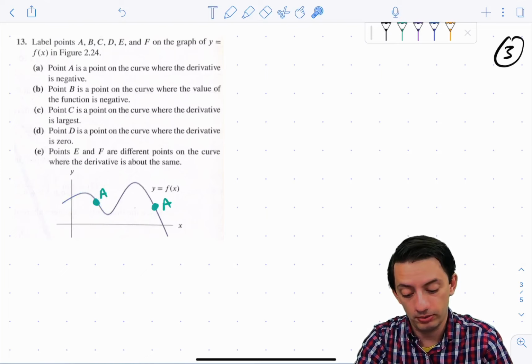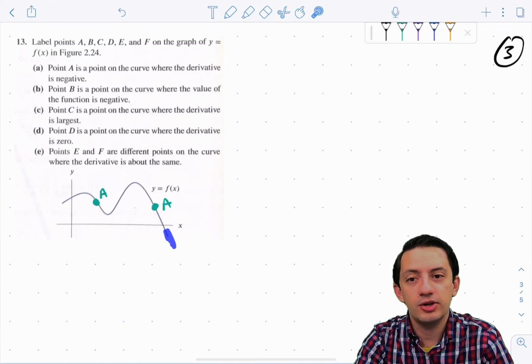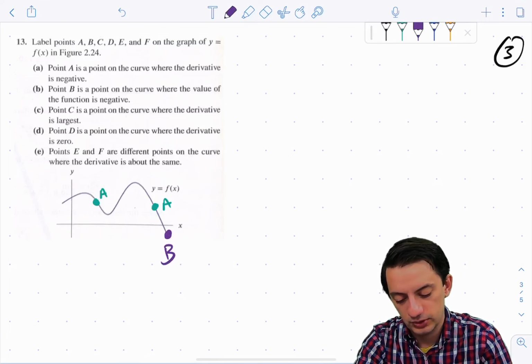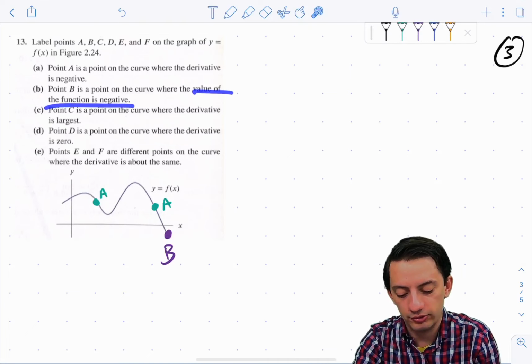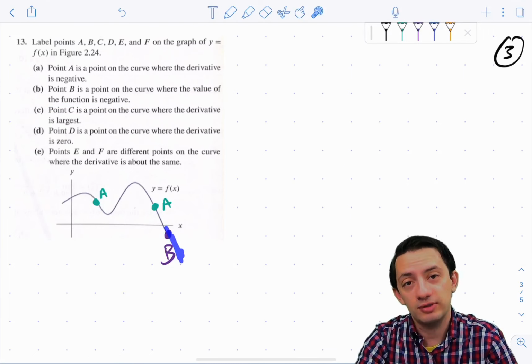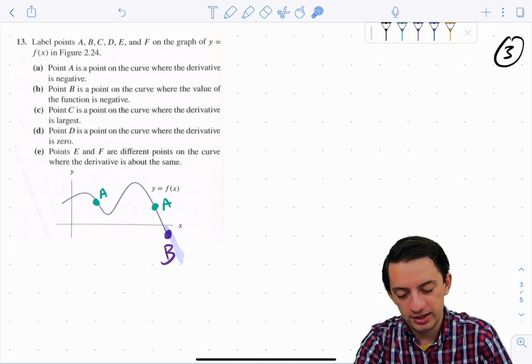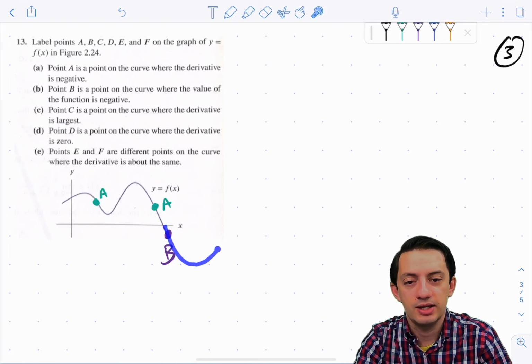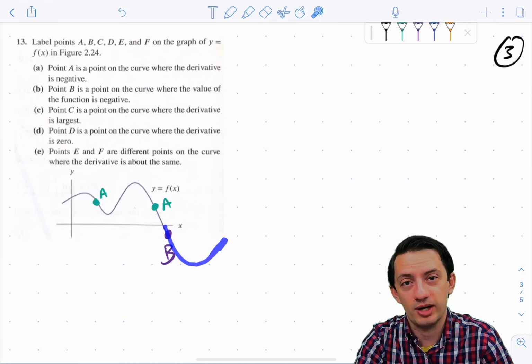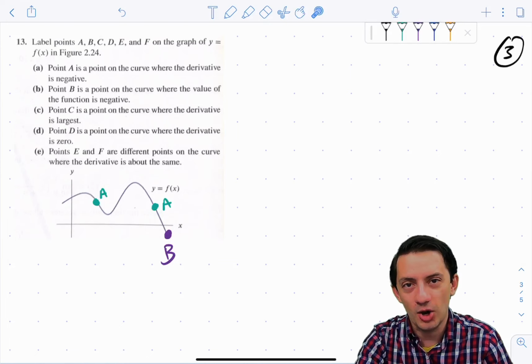Same thing if you're below ground. So if you're right over here, you're below ground. So this is the point B that we're going to label. You're below ground, so the value of your function is negative. Here I'm below ground and decreasing. So my function is negative and my derivative is negative. If I continued the graph and I went like this, then right here I'm going back up. So my function is negative, but my derivative is positive because I'm going uphill. Okay, I hope that made sense.